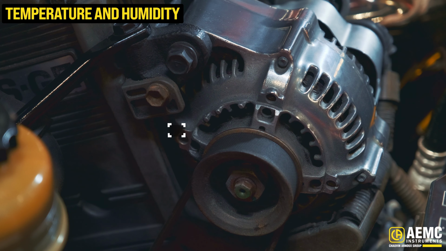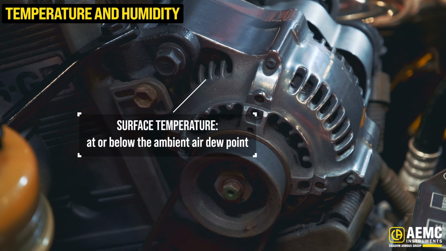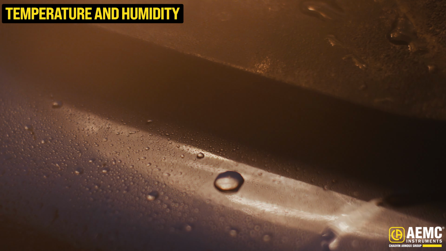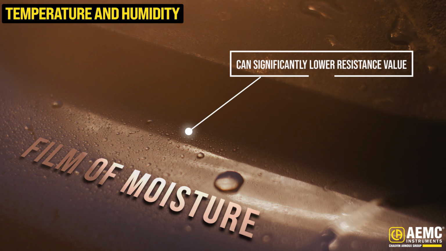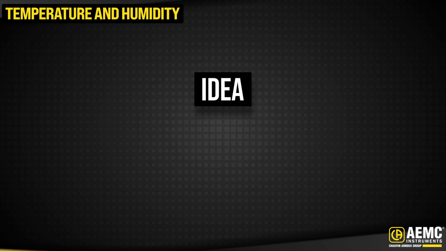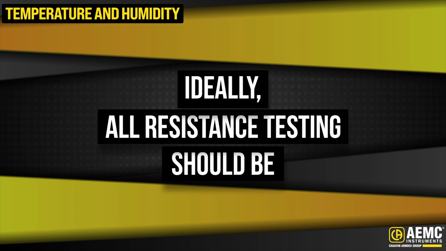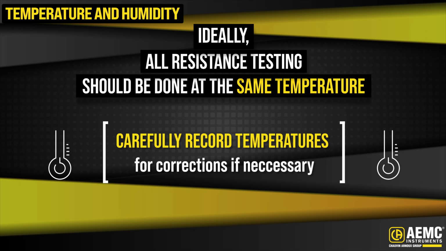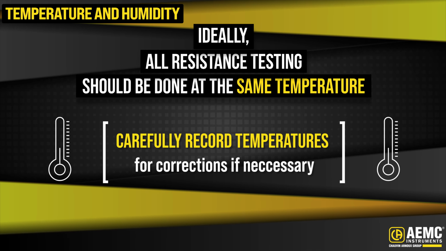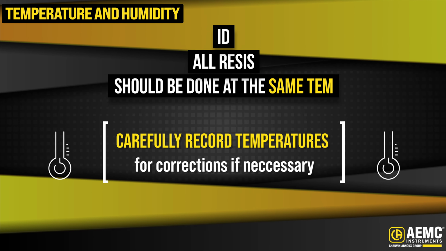If the equipment's surface temperature is at or below the dew point of the ambient air, a film of moisture forms. This can significantly lower the equipment's resistance value. Ideally, all resistance testing should be done at the same temperature. If this is not possible, temperatures should be carefully recorded so correction factors can be applied to the resistance measurements.